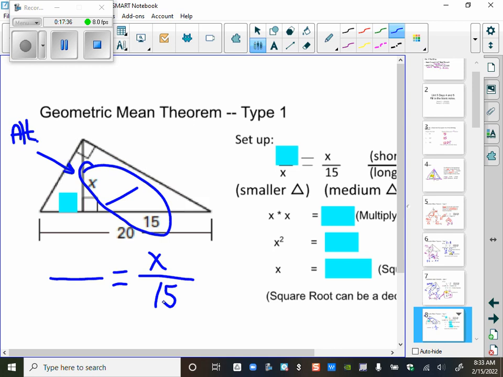Now again, where am I going to put this x? Where's this x going to go? Top or bottom? So if it's here, diagonal. You gotta keep the diagonals the same. Your altitude is going to be in the same spot, but remember they are diagonal. They have to be diagonal to each other.